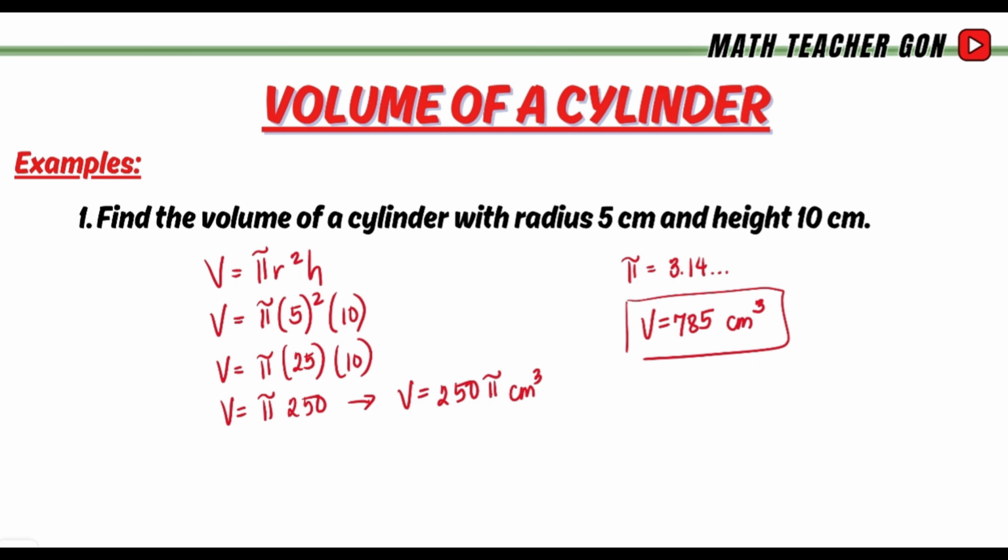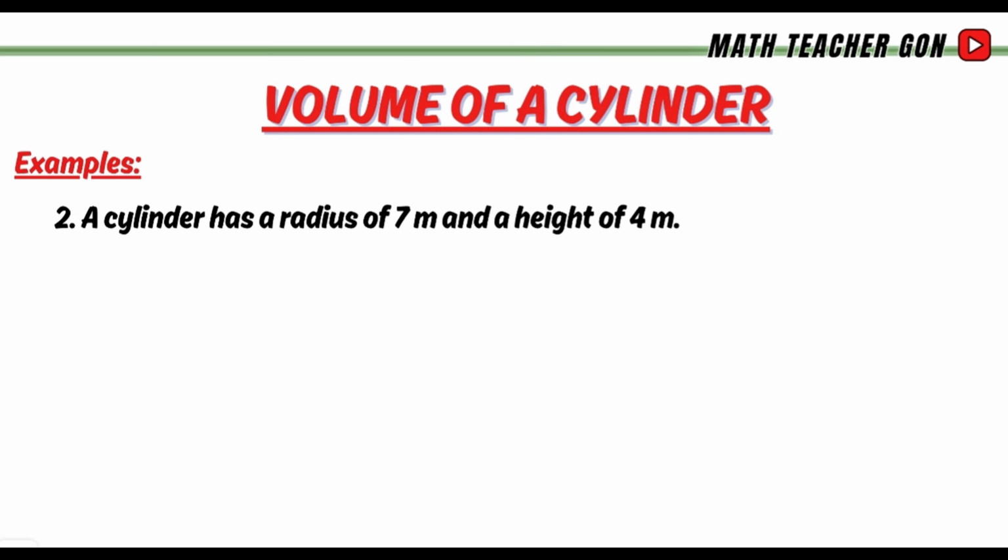Next, example number 2. A cylinder has a radius of 7 meters and a height of 4 meters. So let's have the volume is equal to pi r squared times h. So let's have the formula. Volume is equal to pi r squared h. So next, copy pi, then change the value of r into 7 squared, times the height, which is 4 meters.